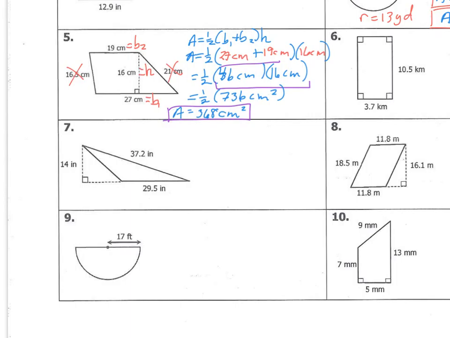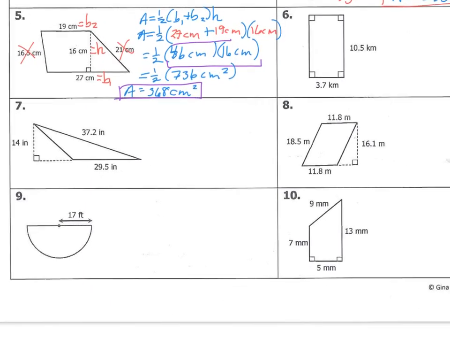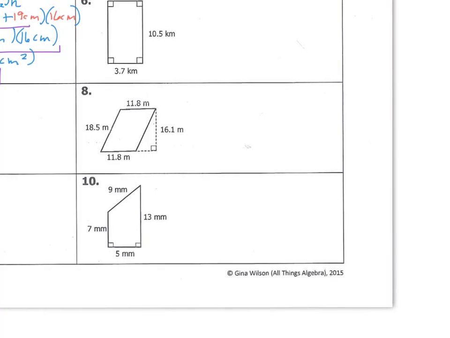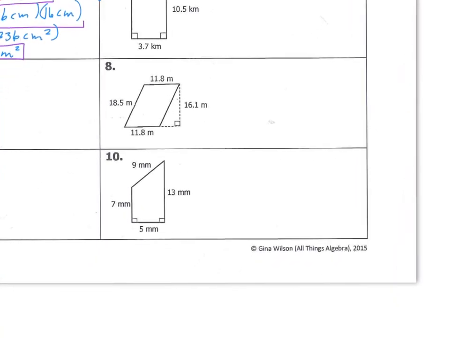All right, so number 6 is pretty simple, wouldn't you agree? Okay, so let's skip 6. What kind of thing is 8? Parallelogram. What's the area for a parallelogram? Okay, so we're not going to fully do this one. We're just going to talk about it.